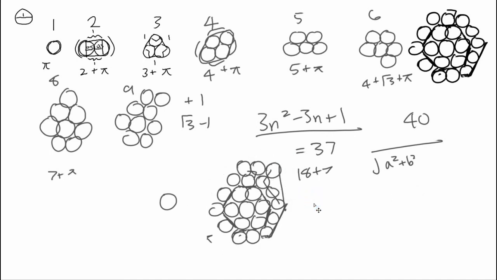I think you can use this formula to skip to a certain number of cylinders you need, and then from there you can start sort of filling in the circles and counting up the integer side lengths.